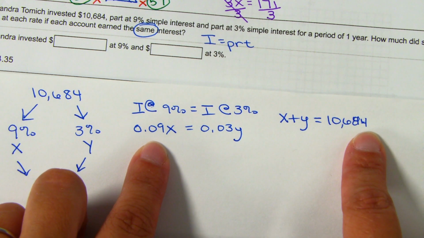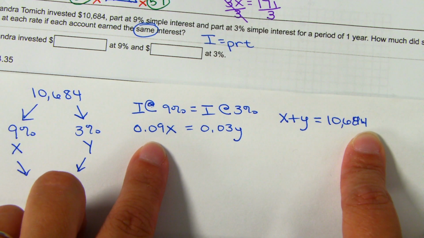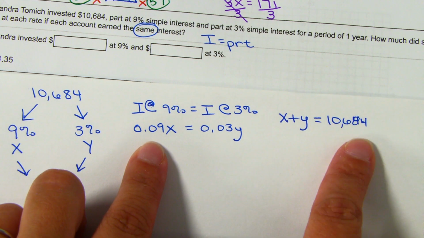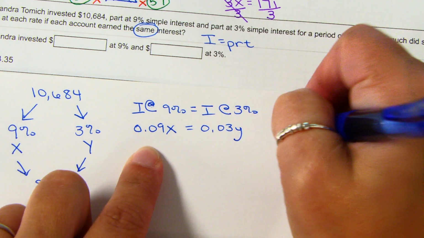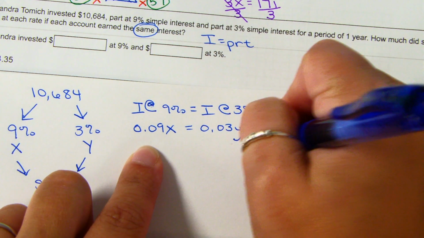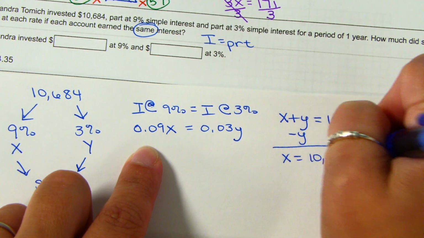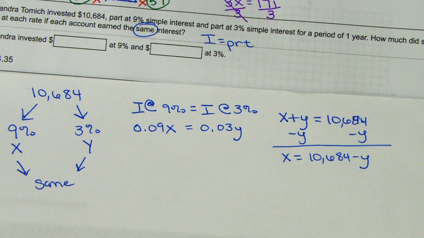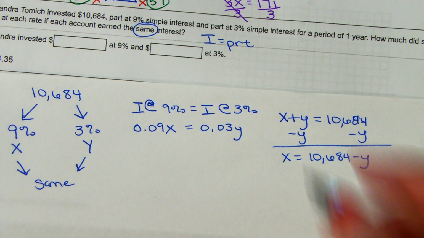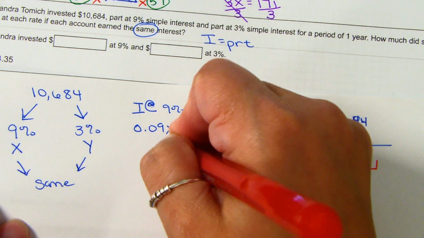Now the problem is I can't solve this because I don't have enough information, because I have two variables in the same equation. But something else I know comes from the fact that I put x amount of dollars here and y amount of dollars here, and I know that the grand total was $10,684. So if I take x plus y, the amount invested here plus the amount invested here, I have to get $10,684. It has to add up to this total.